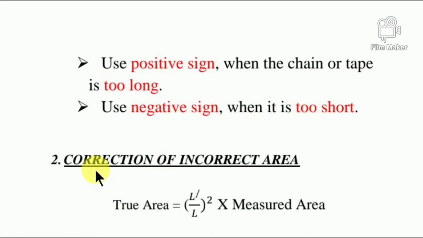Then the second type of correction is correction of incorrect area. So if the area is wrong, how will we get the true area? True area is L dash by L whole square into measured area. Here L is the actual length of the chain and L dash is the actual length plus minus error. We know that length square is always area. That's why we have done this.